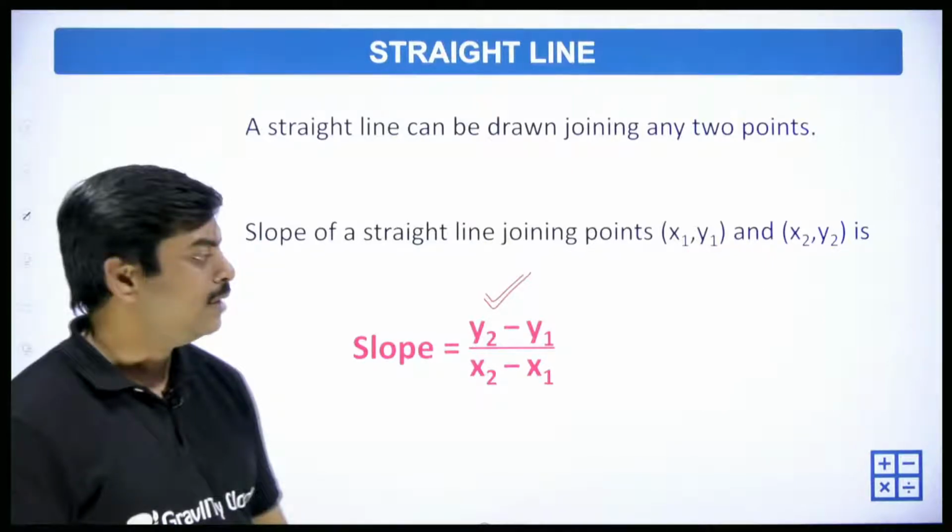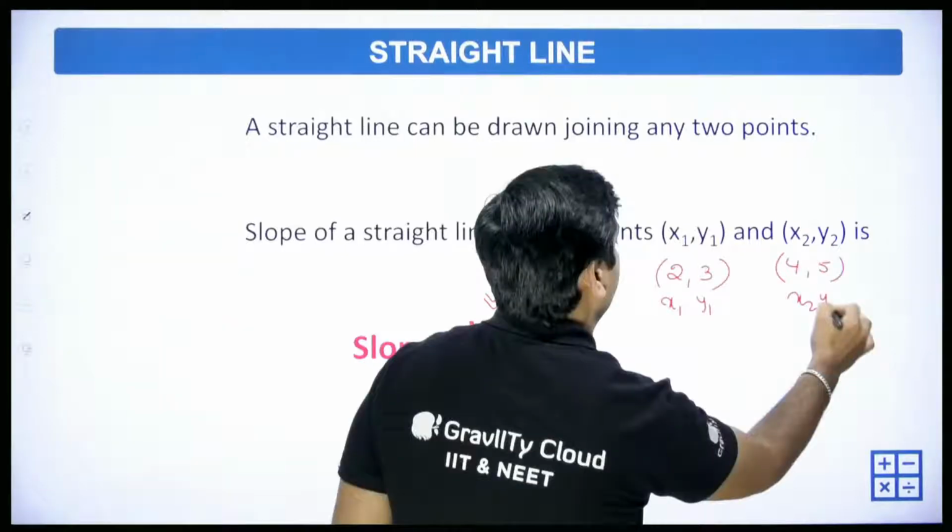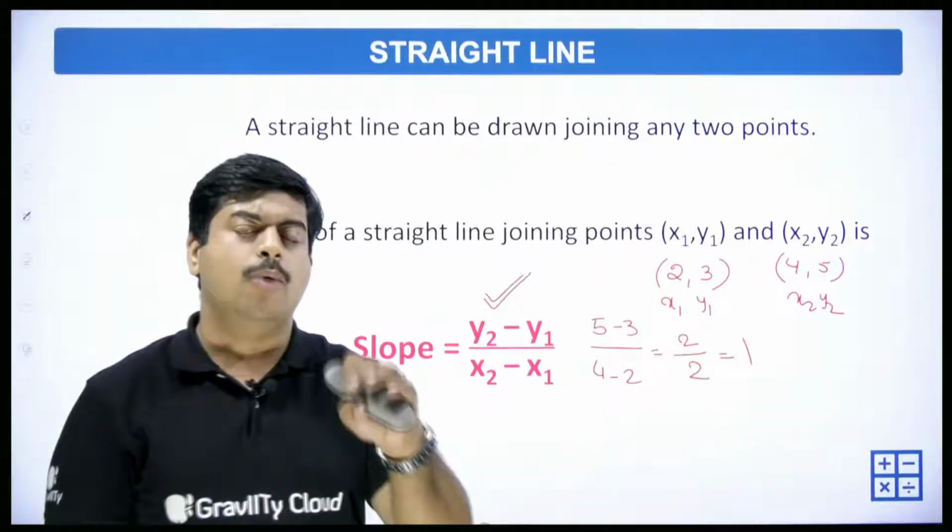I'll give you some straightforward examples. Find the slope of the line joining the points 2, 3 and 4, 5. This is x1, y1 and this is x2, y2. y2 minus y1 is 5 minus 3, by x2 minus x1, 4 minus 2. 5 minus 3 is 2 and 4 minus 2 is 2. So 2 by 2 is 1. So that is how you find the slope of a line.